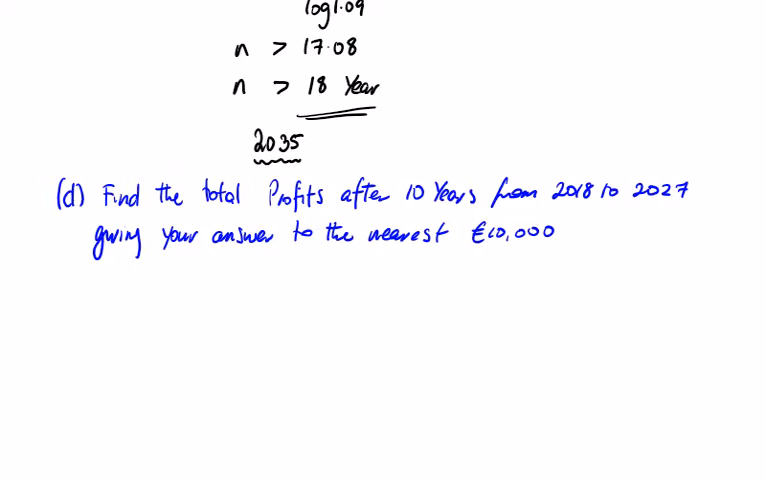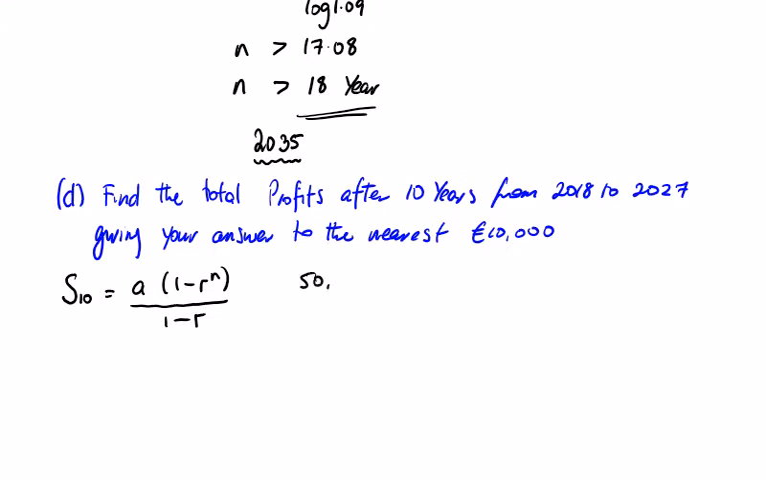Part D of this question, find the total profits after 10 years from 2018 to 2027, giving your answer to the nearest 10,000. Well, this is the sum of 10 payments. So S of 10, or S of n, is equal to A times 1 minus R to the power of n over 1 minus R. You should know this formula off by heart at this point if you've practiced enough questions.